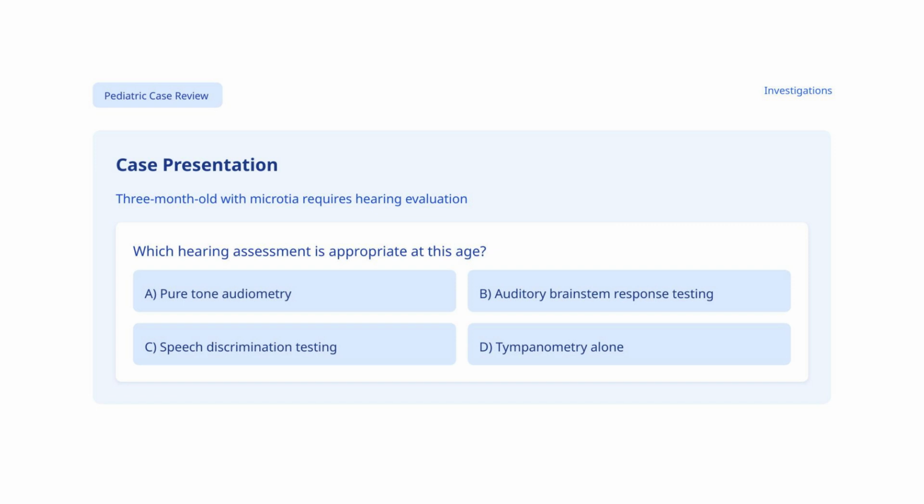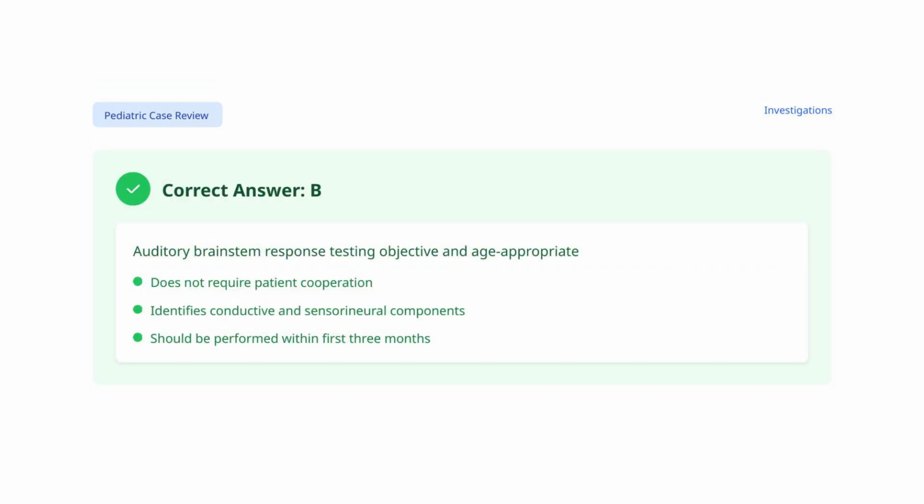A 3-month-old infant with microtia requires hearing evaluation. The question asks, which hearing assessment is appropriate at this age? Option A, pure tone audiometry. Option B, auditory brainstem response testing. Option C, speech discrimination testing. Option D, tympanometry alone. Consider the patient's developmental stage. The correct answer is B.